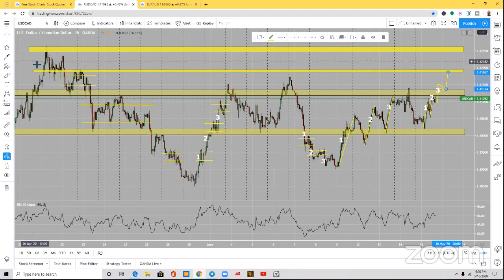As you can see, when you draw your zone to zone and you look to the left, you see price has been to this area, to this area. Price was here first, and now it's working its way back up, little by little, working its way back up here to these zones.